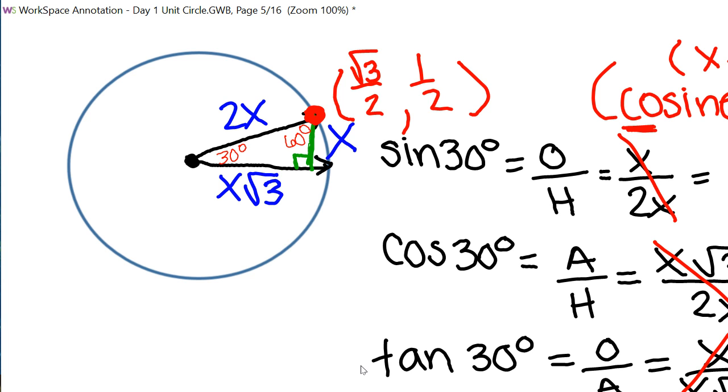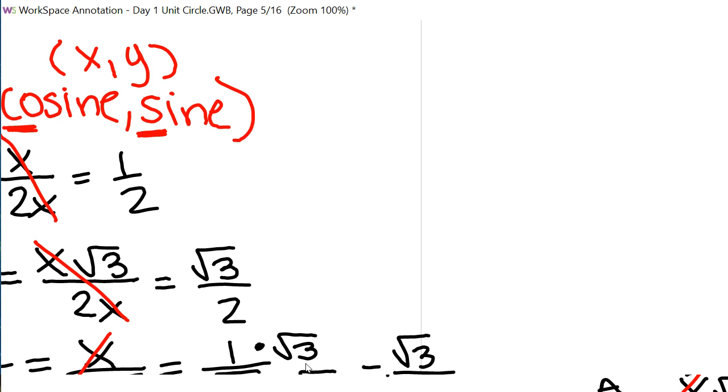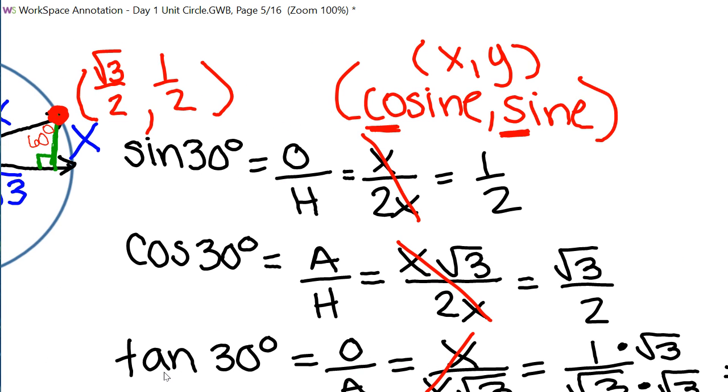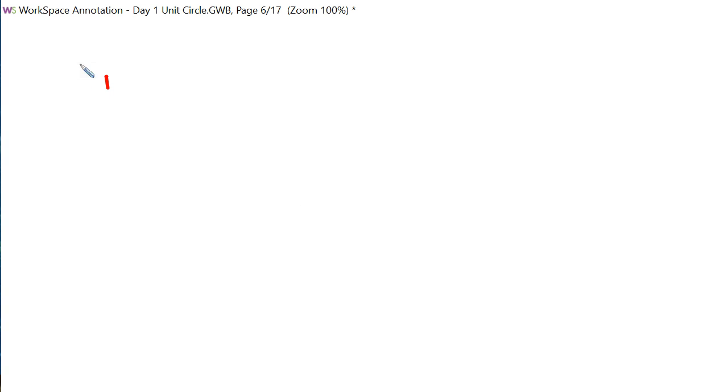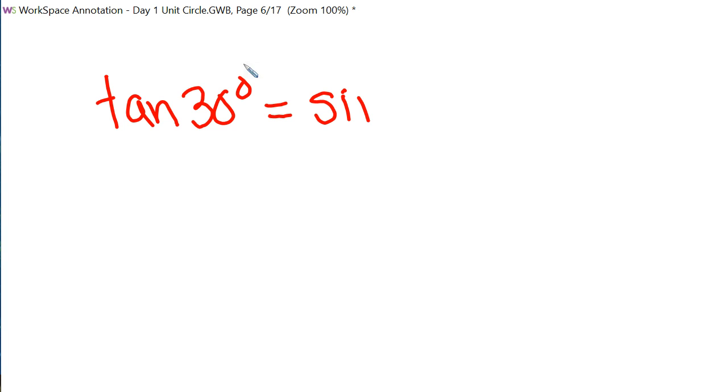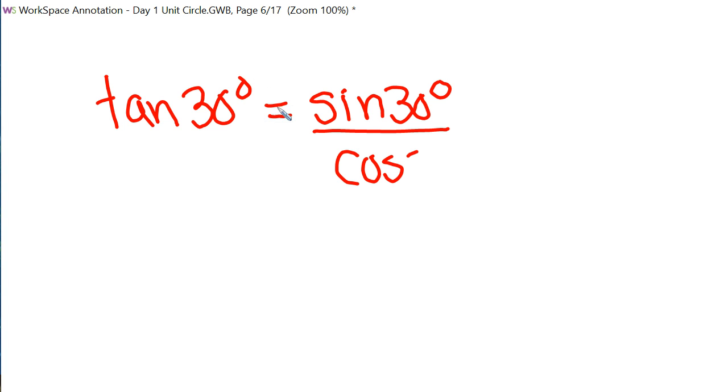Now, one other thing I'll point out about the 30 degrees before we move on to the next one is that there's another way you can find tangent. So if you are looking for the tangent, we'll talk about this later with our trig identity. Tangent is equal to sine over cosine. And what was the sine of 30 degrees?